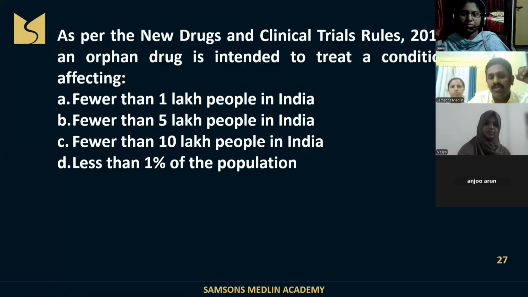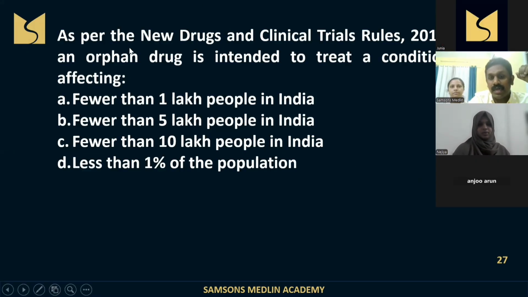So what is an orphan drug? Can anybody answer? Orphan drug means a drug for a rare disease. Okay. So according to the definition of this clinical trial rule, what is an orphan drug? That is the question. So next slide.